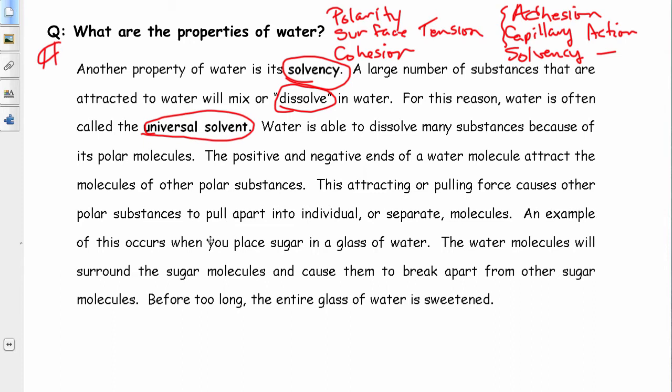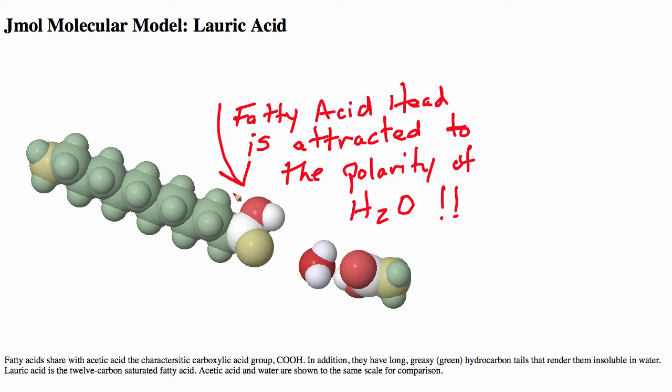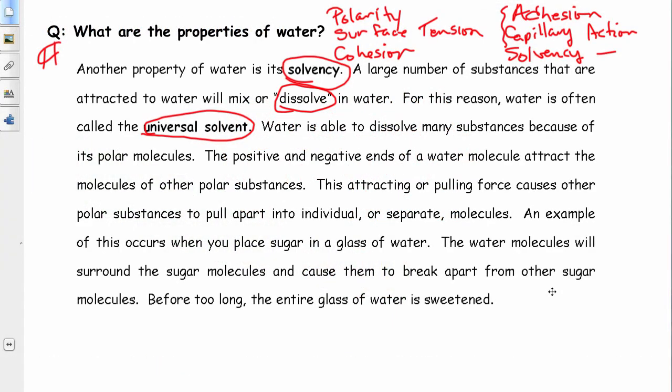An example of this occurs when you place sugar in a glass of water. The water molecules will surround the sugar molecules and cause them to pull apart from the other sugar molecules. Before long, the entire glass of water is sweetened. And another example of this was when we made soap. We found that the fat that we use to make soap is attracted to water. And so when water comes into contact with soap, it attracts or attaches to the soap molecules and pulls them away. And of course, we know that soap molecules are made up of fatty acids.